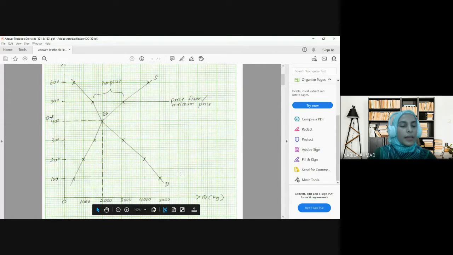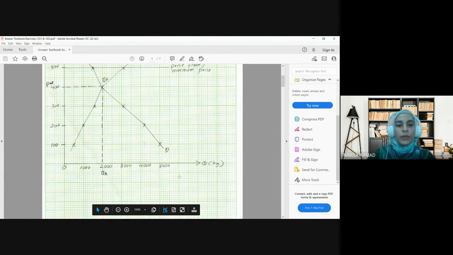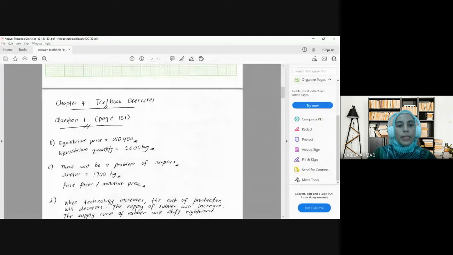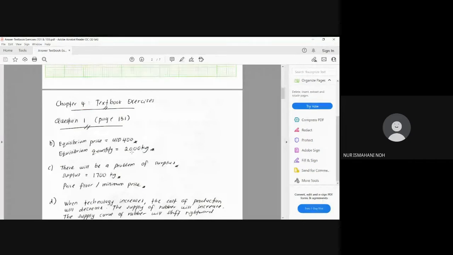Okay, and then soalan B, determine the equilibrium price and quantity of rubber. Tulis balik ya. Equilibrium price is $400, equilibrium quantity is 2000 kilogram. Yang ni okay tak semua? Okay, madam.